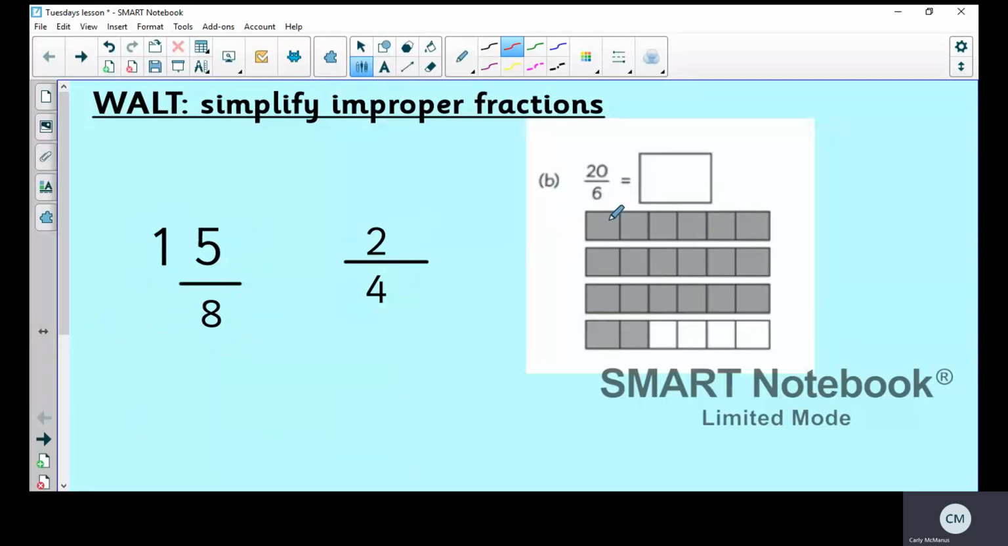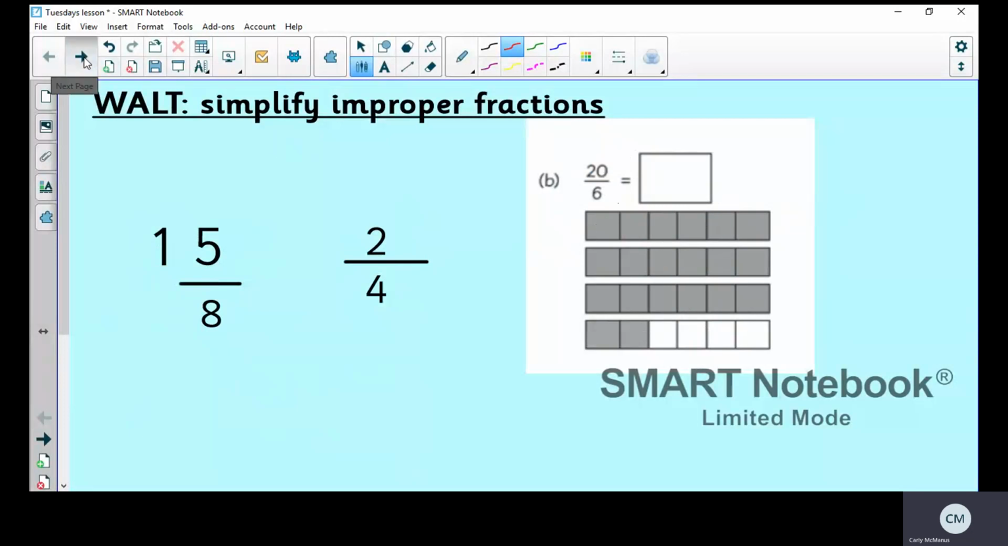And then an improper fraction is a fraction, no whole number, where the numerator is bigger than the denominator. So usually the denominator is the biggest number. Look, 8 and 5, 4 and 2. But in this one, the denominator is smaller than the numerator. So we've got 26, and this picture just shows 26. Each bar is split into 6. Look, 6, 6, 6, 6. And then 20 parts are shaded, and that's what 26 looks like.